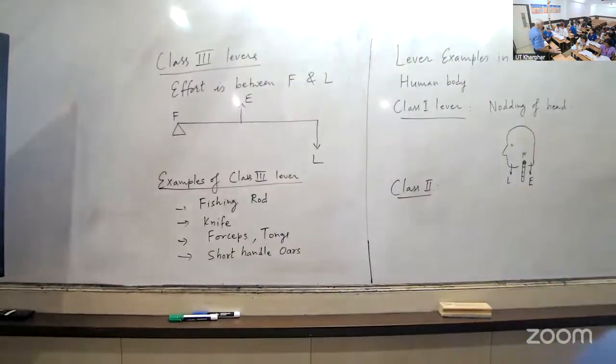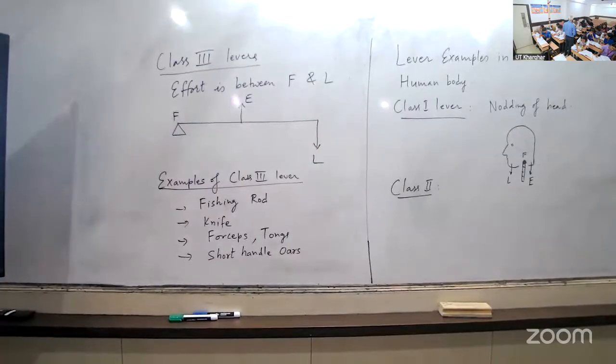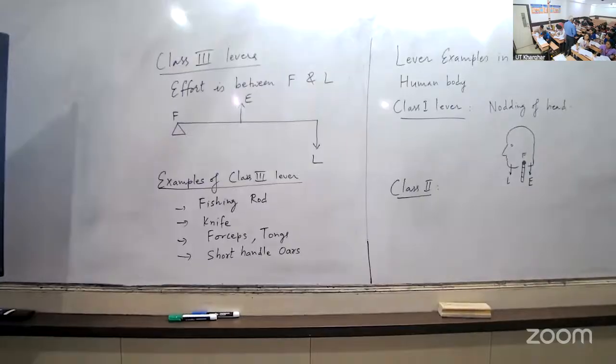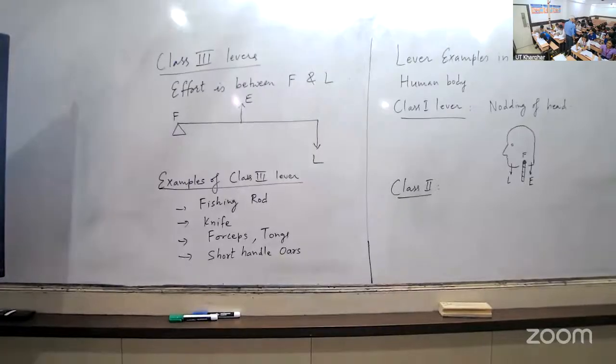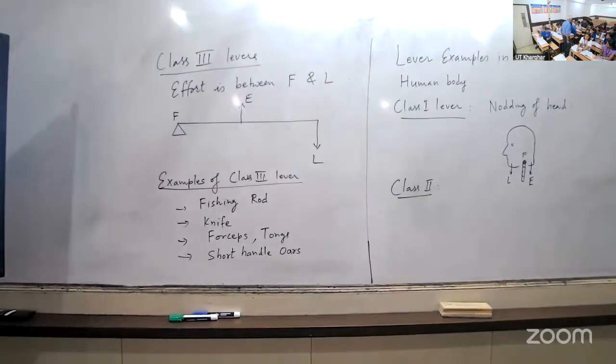So how to remember class 2? Class 2 में क्या होता है? What is in between? Last two? Load. Okay. So load कैसे आएगा? Fulcrum from the edge. So when you're lifting your body up on the toes, the toe is the fulcrum, and load is the body weight. How are you lifting the body? By stretching your calf muscle. Where is effort? Calf muscle, right?